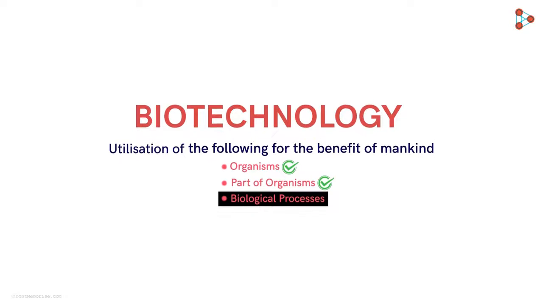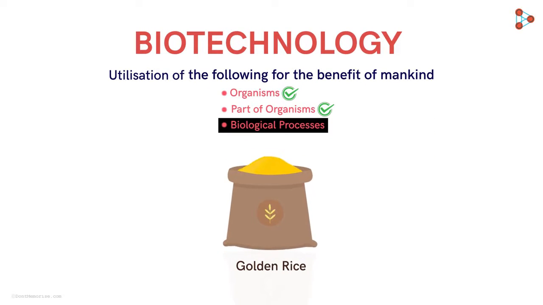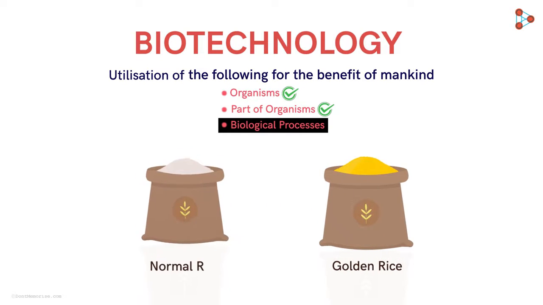Let's take golden rice as our third example. Is the rice made of gold? No, absolutely not. Then why is it called golden rice? Well, the rice we usually see is whitish in color. However, the golden rice we're talking about is a modified version which is yellowish in color. Hence the name golden rice.